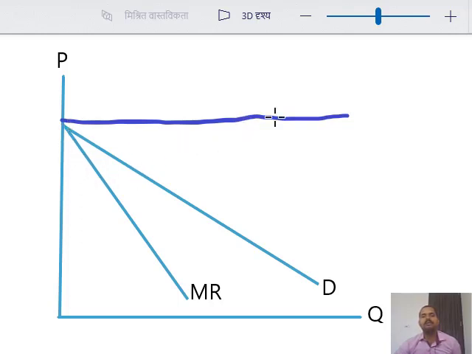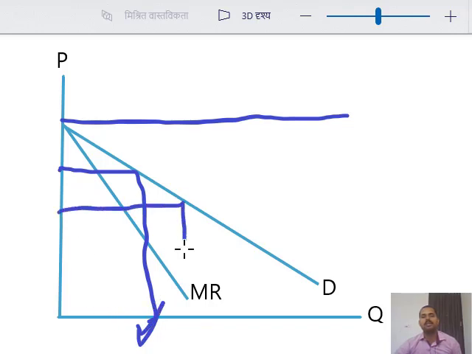But in monopoly this is not the case. The monopolist can charge a higher price because he is the only seller in the market, but he has a limitation. The limitation is the elasticity of demand. For example, if the monopolist charges this much price, he will be able to sell this much quantity. If he charges a lower price, then he can sell this much quantity. Or vice versa, if he wants to sell this much quantity, he has to charge this much price.